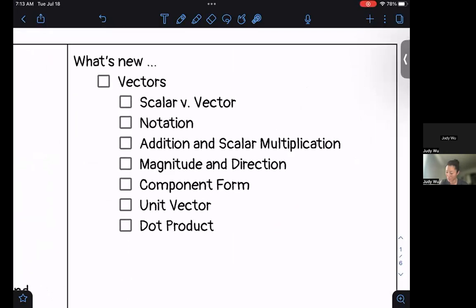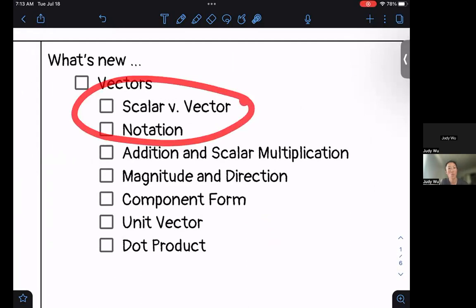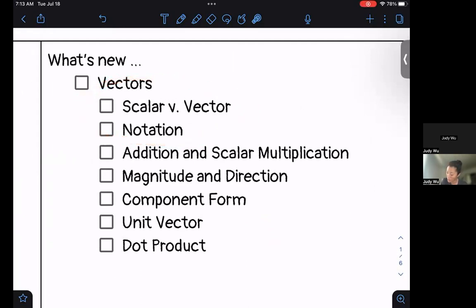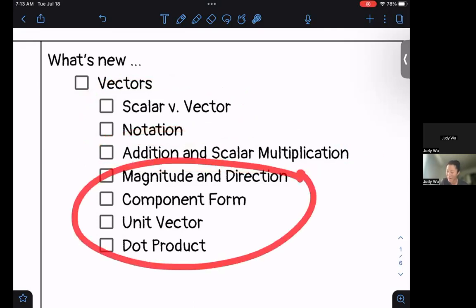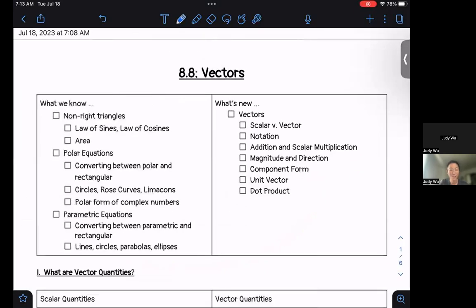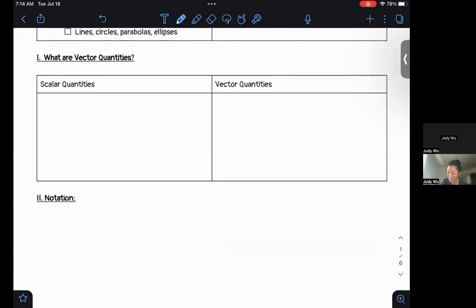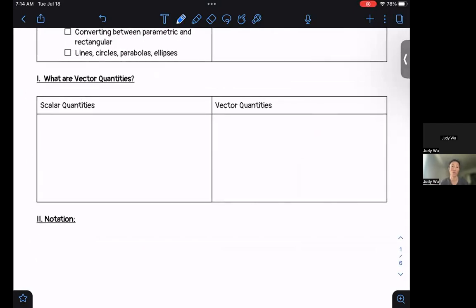Now, what's new? So in this last section of chapter 8, we're going to take a look at vectors. And in particular, we're going to look at sort of the basic concepts, like what is it? What do we use it for? We're going to learn how to do some computation with it. And we're going to learn how to find out certain things from it and what to use it for. Okay, so that's where we're headed. And in this first video, we're going to take a look at a few of the beginning ideas. All right, so first question up for us today: what are vector quantities?